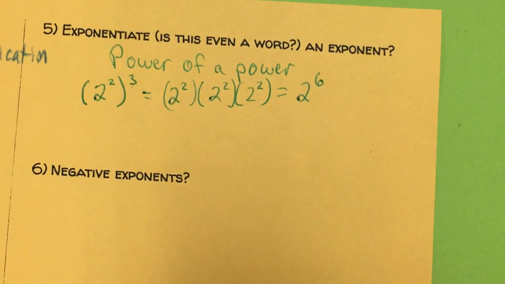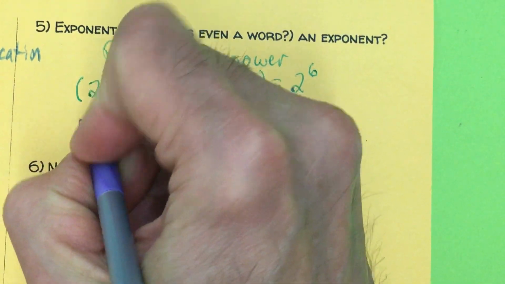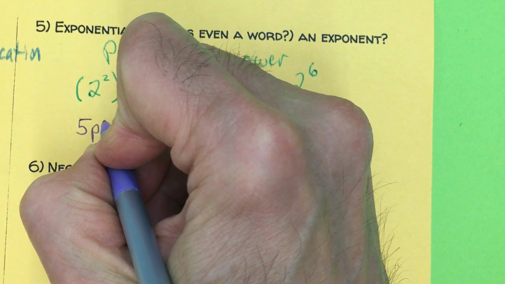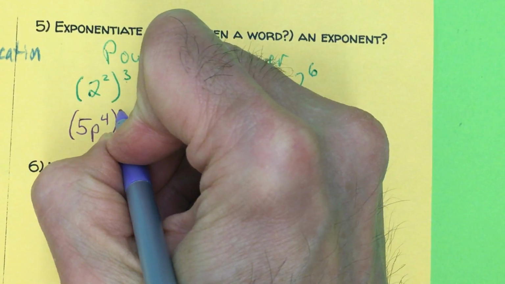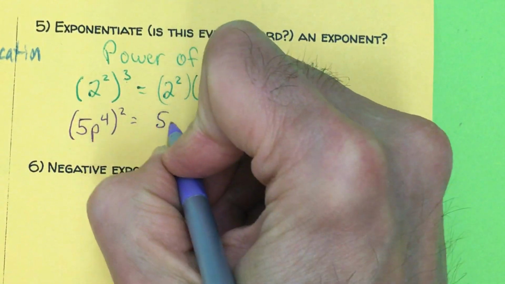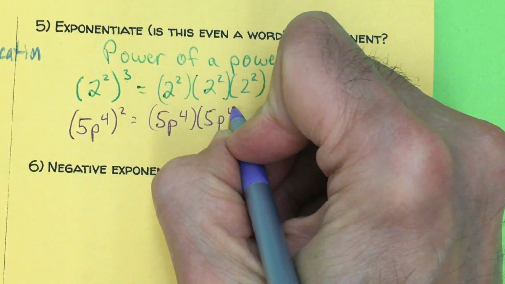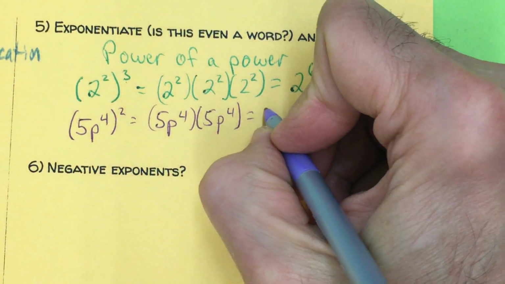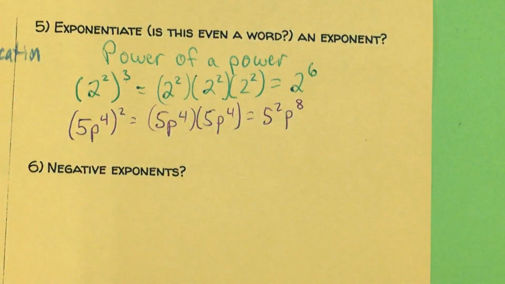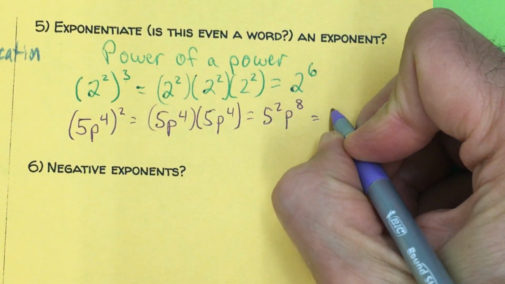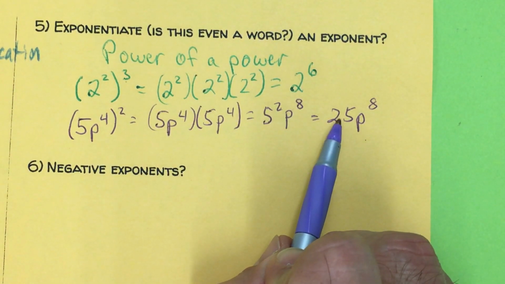Let's try another one, just to make sure it's good. 5p to the 4th, squared. 5p to the 4th, 5p to the 4th. Well, that's like saying 5 squared, p to the 8th. Yeah, 4 and 4 makes 8. I could even say 25p to the 8th because 5 squared is 25.